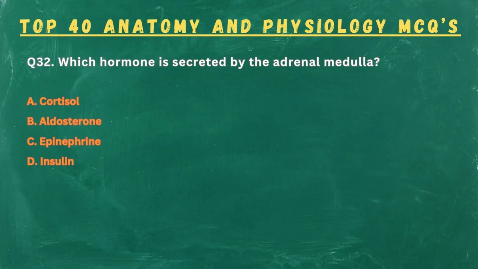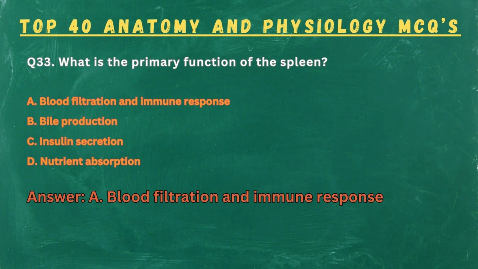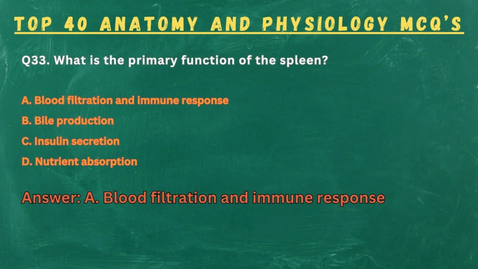Epidermis. Q32. Which hormone is secreted by the adrenal medulla? A. Cortisol. B. Aldosterone. C. Epinephrine. D. Insulin. Answer: C. Epinephrine. Q33. What is the primary function of the spleen? A. Blood filtration and immune response. B. Bile production. C. Insulin secretion. D. Nutrient absorption. Answer: A. Blood filtration and immune response.